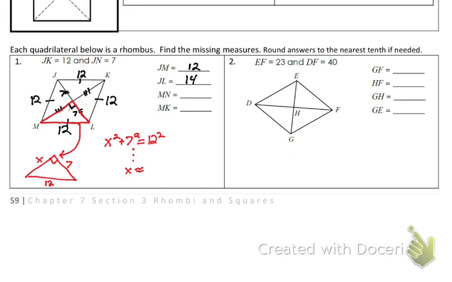Did anyone solve that yet? 10th. You got it? I don't know. We'll see if anyone else thinks it's 9.7. You think it's 9.7? We're all good on 9.7.